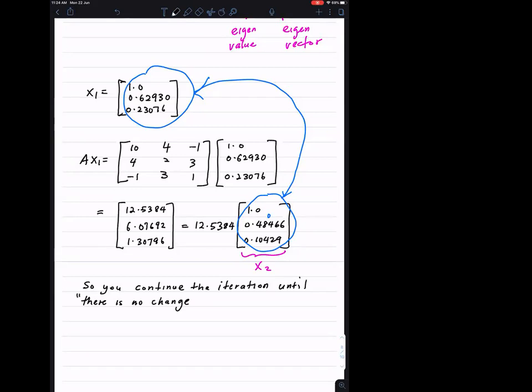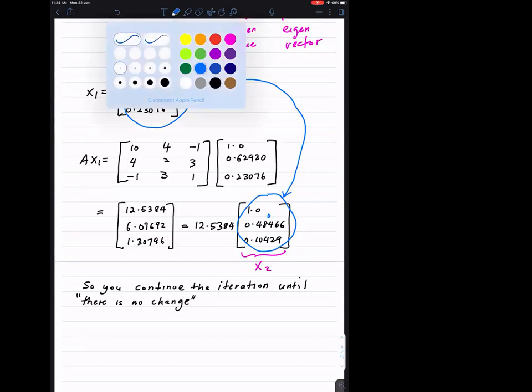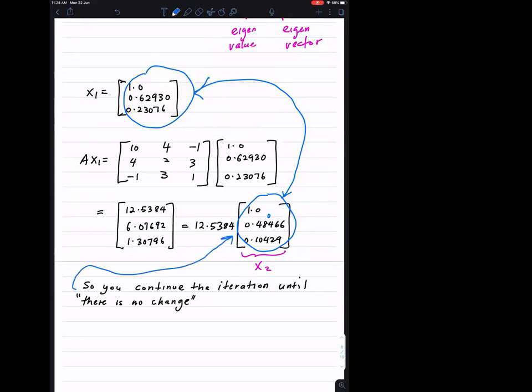I just put here quotation mark. I'm just talking about this right here. So subsequent vectors, they don't change anymore. No matter how many times you repeat the iteration, they don't change anymore. That means they reconverge to the eigenvalue and the eigenvectors.